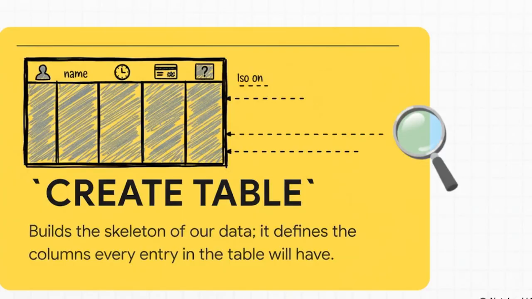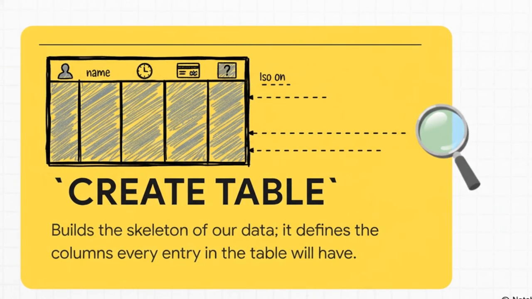And it's super important to get this. This command doesn't add any people yet. Nope. All it does is build the empty structure. It's creating these perfectly labeled slots for an ID, a name, an age, and so on. This is what keeps our data organized from the get-go.